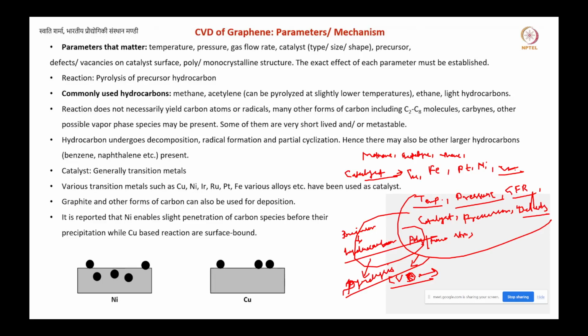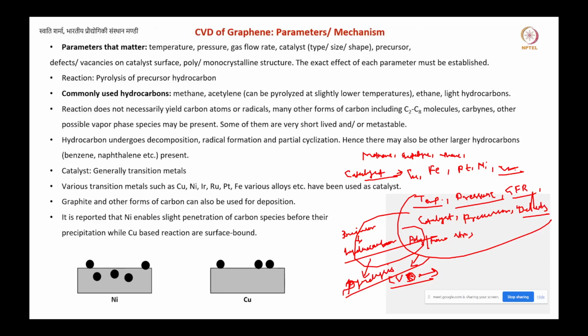Okay, so here we have covered what could be the catalyst and what could be the precursors that we can use here for the CVD of graphene. Now, graphite and other forms of carbon can also be used for deposition. Since here we are mainly dealing with graphene, it is not limited to graphene. There are some other forms of carbon that we can use for the deposition, such as graphite, carbon nanotube, and many more, that we have dealt with in this course. So those also you can deposit by using this method.